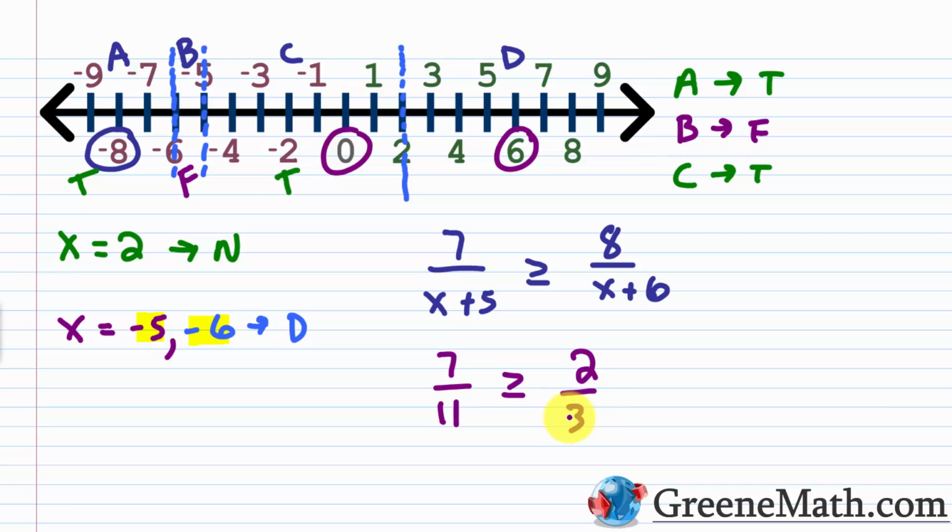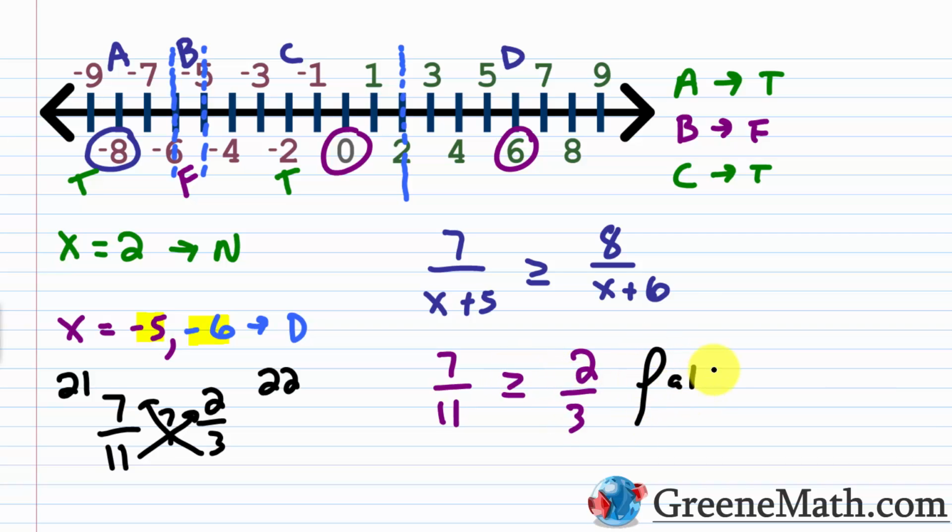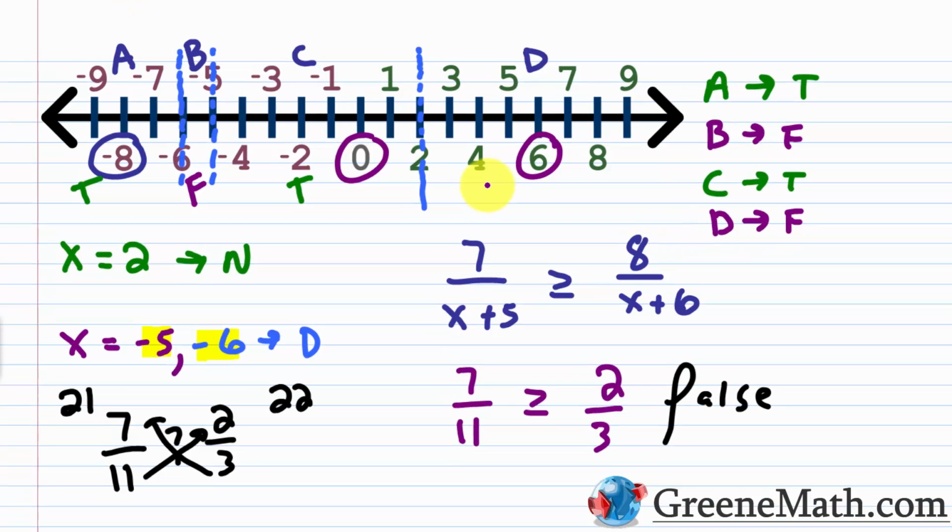Again, if you don't know which one's larger, go ahead and set this up and cross multiply. 7/11 question mark 2/3. 11 times 2 is 22. 3 times 7 is 21. 22 is a bigger number, so 2/3 is the bigger number. So 7/11 is not going to be greater than 2/3. So this is false. Okay. So this is going to be interval D. So this is false. Let's put an F here.